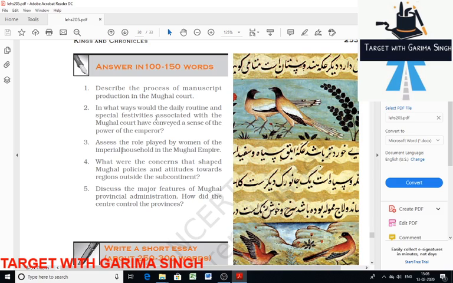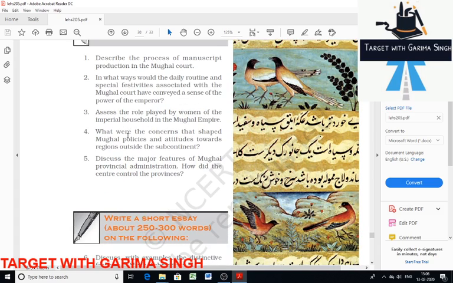Slaves moved between the external and internal life of the household as guards, servants, and also agents for women dabbling in commerce. Okay, that was the role played by women of the imperial household.